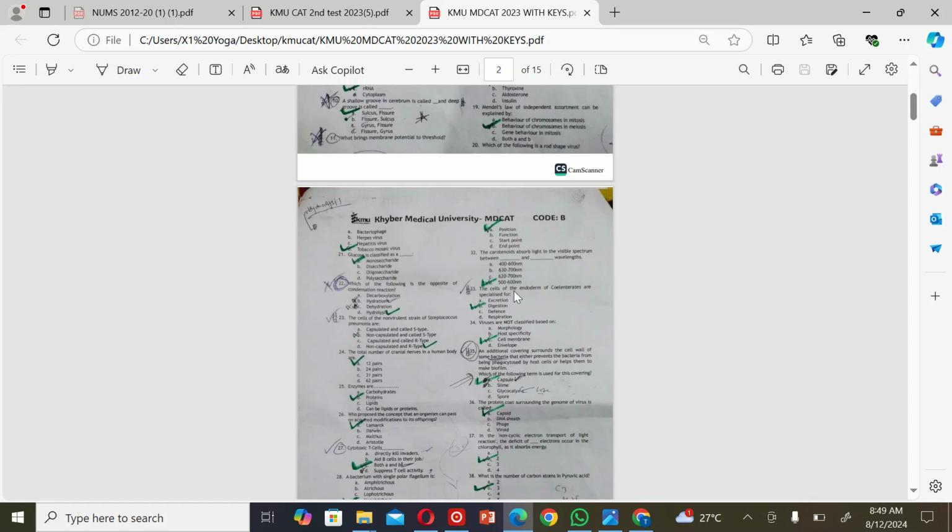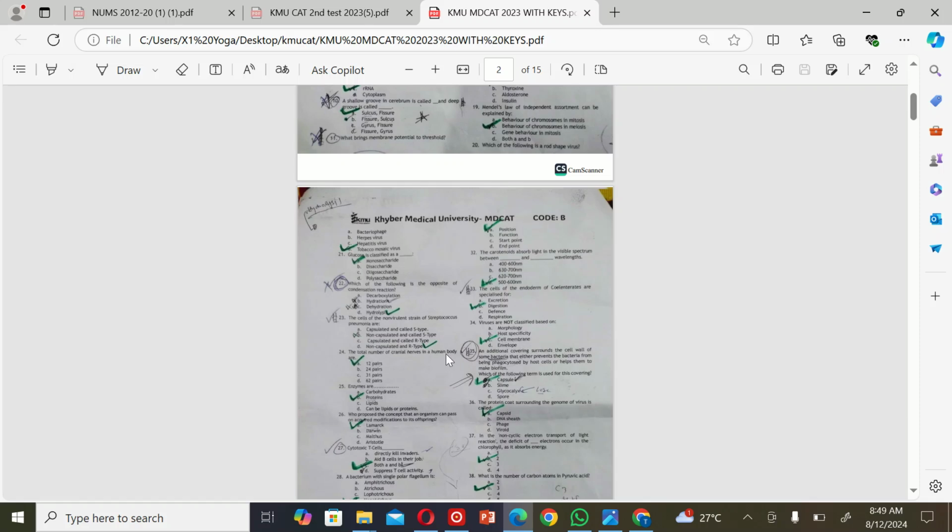The next MCQ is: the cells of the endoderm of coelenterates are specialized for A. excretion, B. digestion, C. defense, and D. respiration. So the correct option is B, digestion. The next MCQ is: viruses are not classified based on A. morphology, B. host specificity, C. cell membrane, and D. envelope. So the correct option is C, cell membrane.